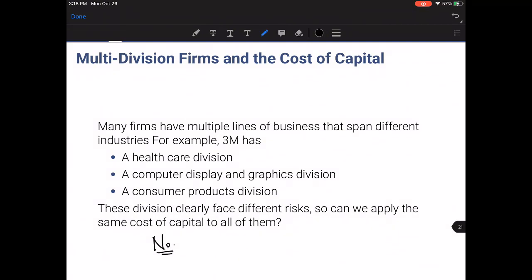Theoretically, you should not. Again, the riskiness of a particular division is not the same as the riskiness of the overall firm. And so we're not risk matching properly, and what you should do is find ways to match that risk to proper risk. And the way we do that is, again, we have to use comparables from a particular industry, as I just discussed before.